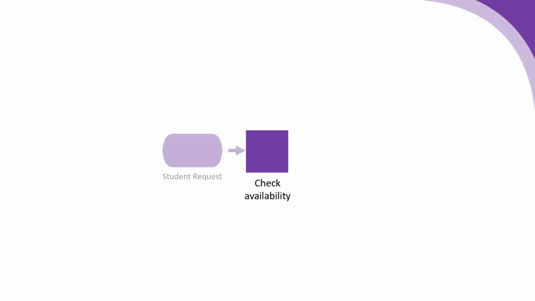So in this case, we have the oblong leading into the square. The student has asked for a laptop, which triggers our service. And the first step that we need to do is to check availability. Is there a laptop available for the student?